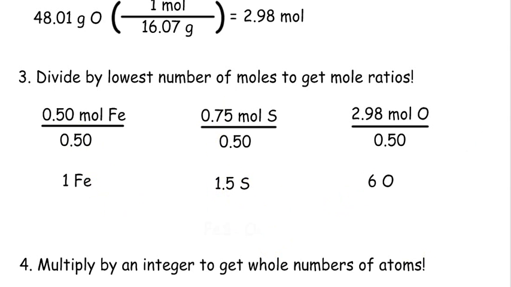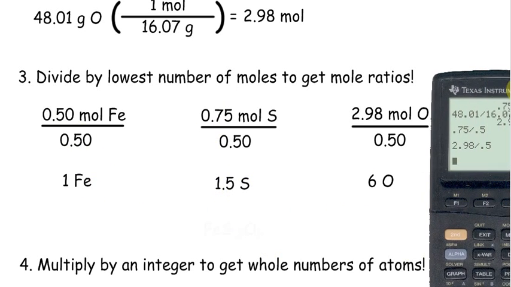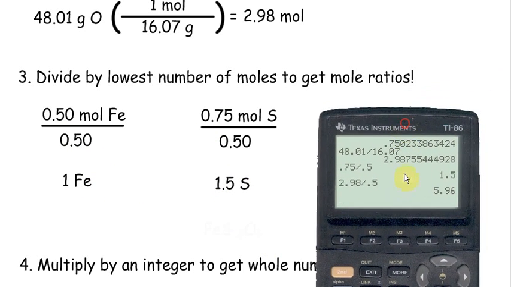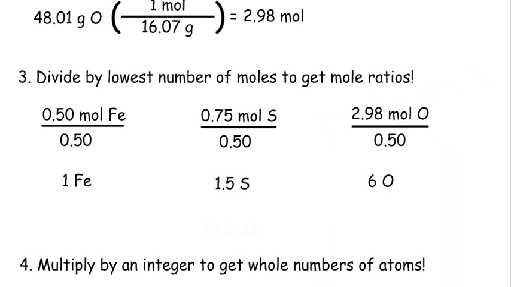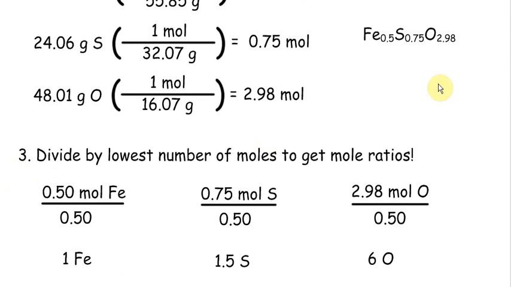Now, I do want to show you what my calculator shows when I did that calculation. Let me bring my calculator over here, and you see here I have this. It's 5.96. That's close enough to 6. There's going to be some rounding errors in here. So we're going to call that 6 oxygens. So at this point in time, I now have the formula Fe1 S1.5 O6. But I'm dealing with the same issue as I had right over here.